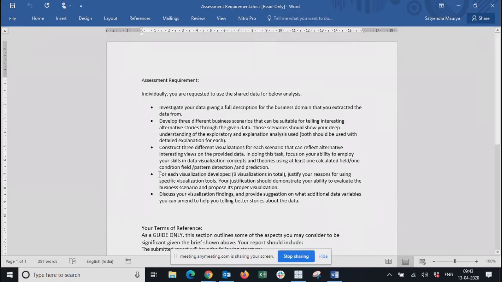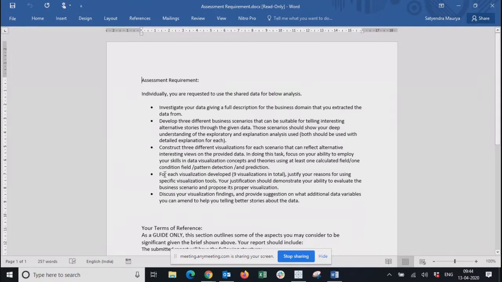Then the fourth point says, for each visualization developed, so 3 scenarios and 3 charts means a total of 9 visualizations you have created, you need to justify your reason for using specific visualization tools. So this is basically what we have already covered here, right? That why you are using a particular chart for a particular visualization or scenario. Your justification should demonstrate your ability to evaluate the business scenario and propose its proper visualization. So this point number 4 is already covered in point number 2 and 3.